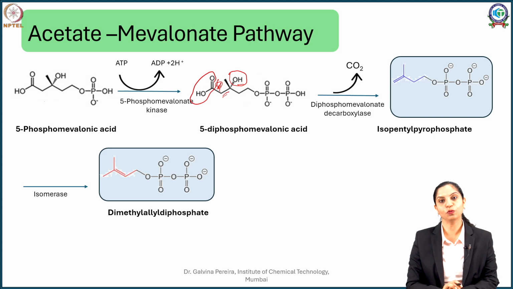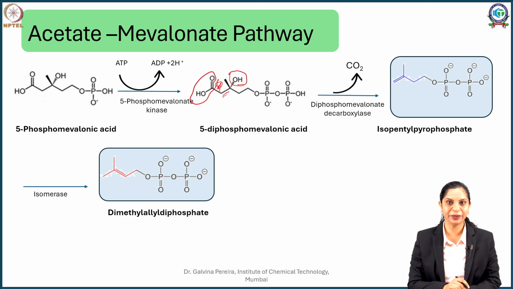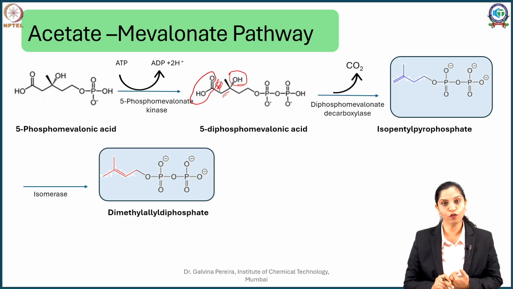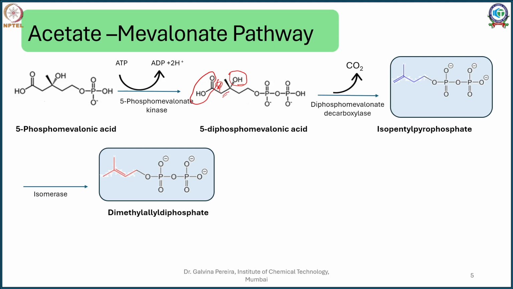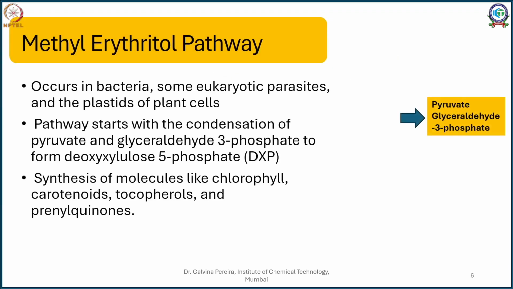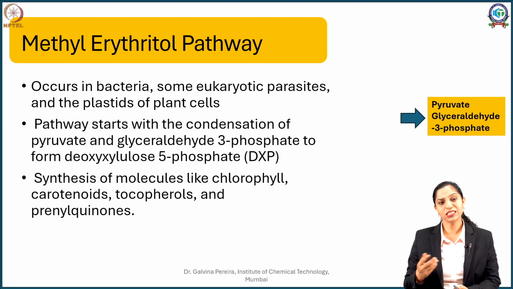Now this isopentenyl pyrophosphate may undergo isomerization to form what is called dimethylallyl pyrophosphate. So these are our key intermediates, that is our isopentenyl pyrophosphate and dimethylallyl pyrophosphate, which are involved in synthesis of all our terpene derivatives. Going to the second pathway, that is your methylerythritol phosphate pathway. Now this occurs in some bacteria, some eukaryotic parasites, as well as plastids in the plants, which produce chlorophyll.